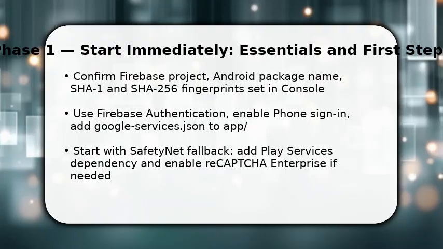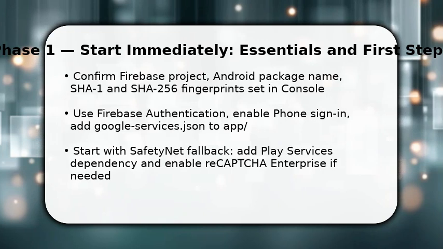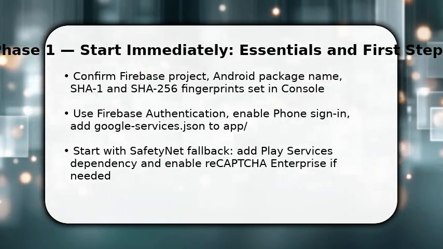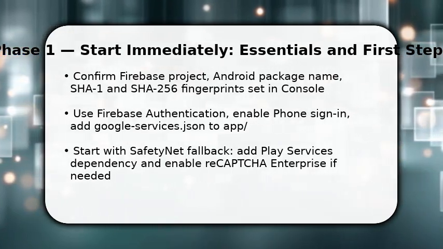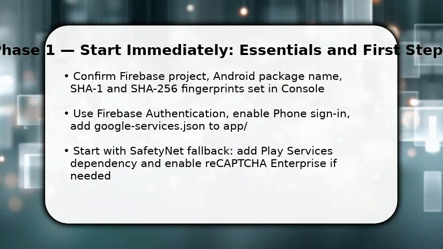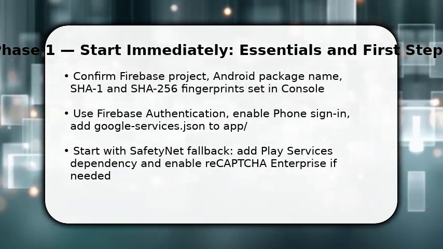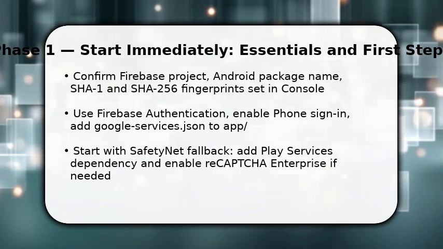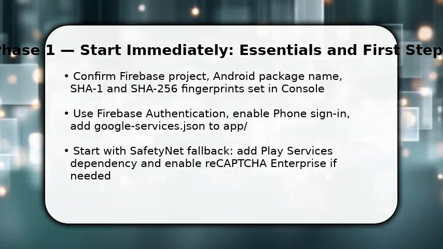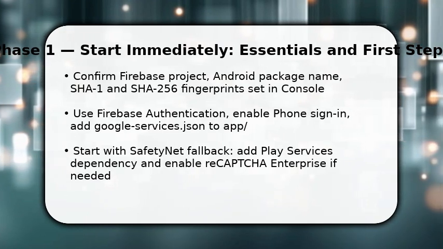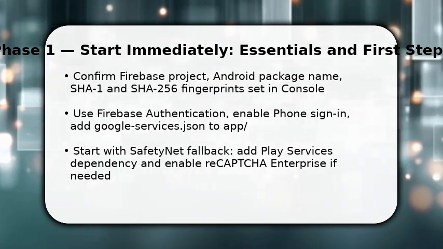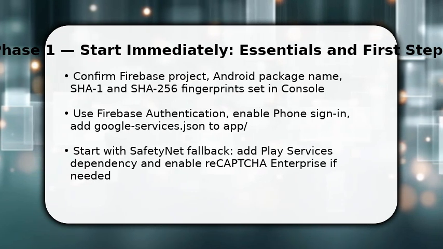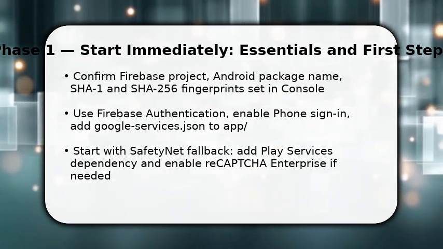Enjoy the video. You already have a Firebase project and Android app configured. Now start disabling reCAPTCHA and phone auth correctly. First, ensure your Android package name and both SHA-1 and SHA-256 fingerprints are registered in the Firebase console. Once done, verify phone sign-in is enabled and google-services.json is in your app module.